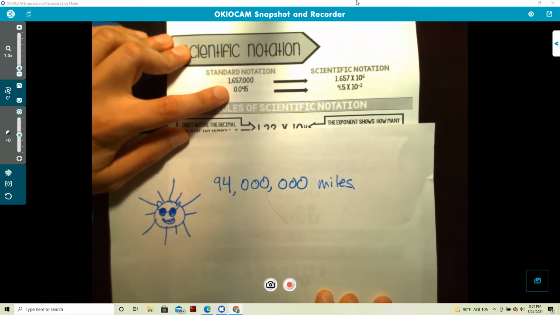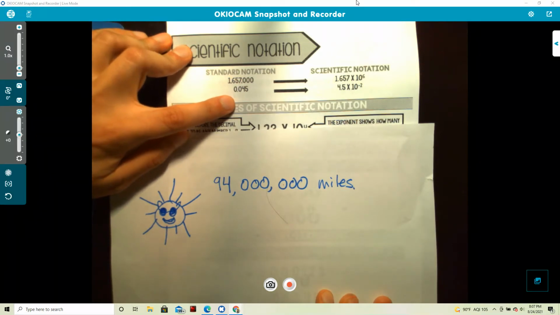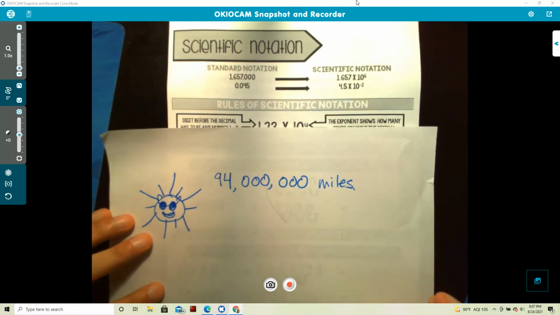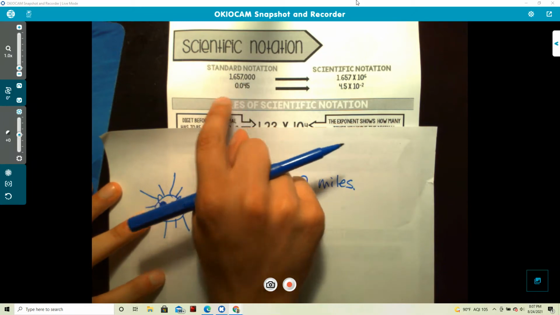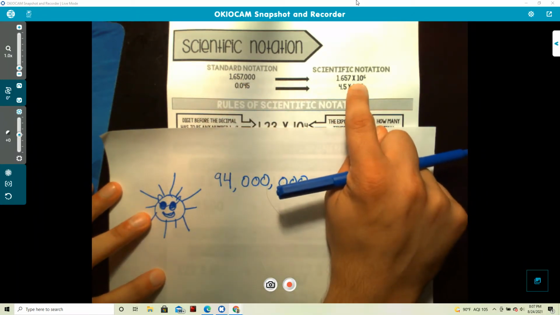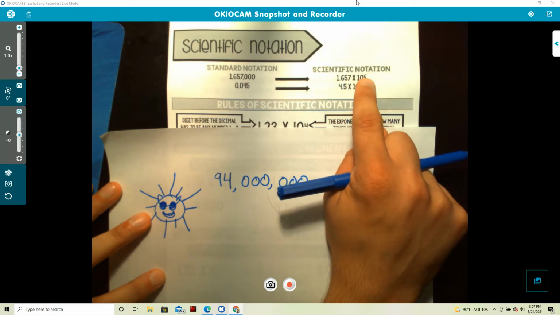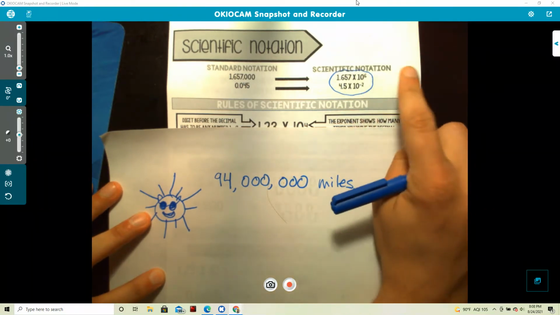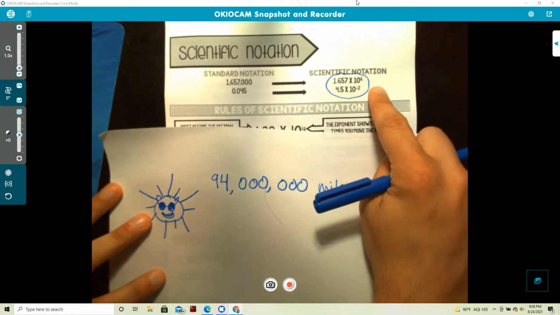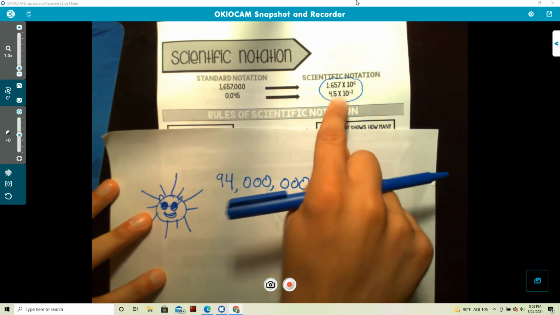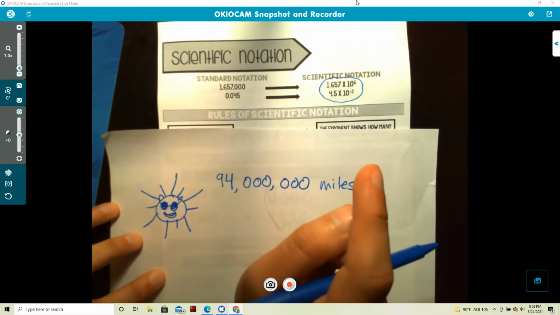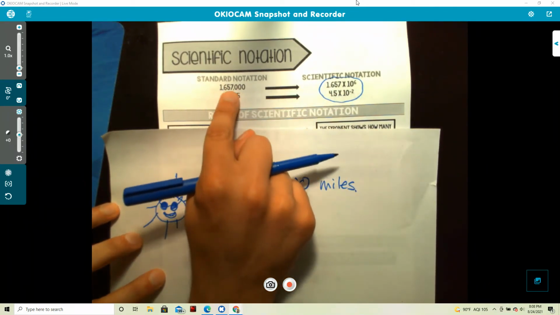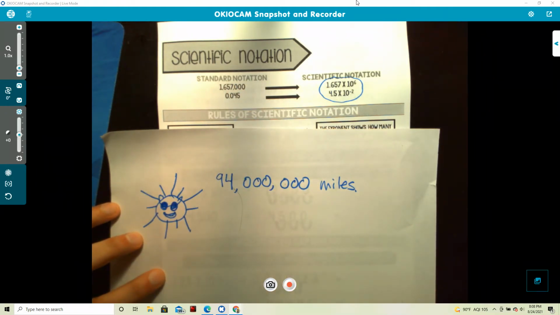They give you an example here of 1,657,000 and 0.045 or 45 thousandths. What they do is it's all about moving the decimal point to express it as a 10 to an exponent. You can easily plug that into the calculator, and depending on the type of calculator, it should be able to show up like this. But if not, because sometimes the calculator will just express it as scientific notation versus standard notation, we'll go ahead and learn how to do it by hand.